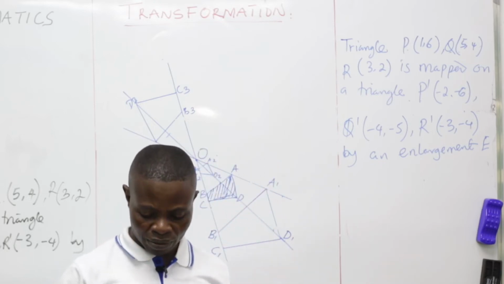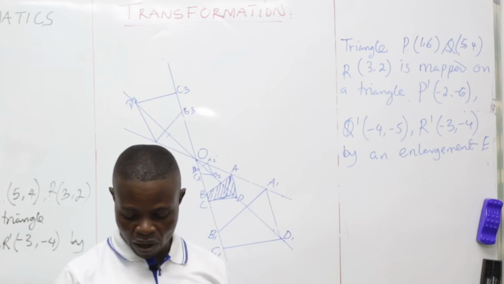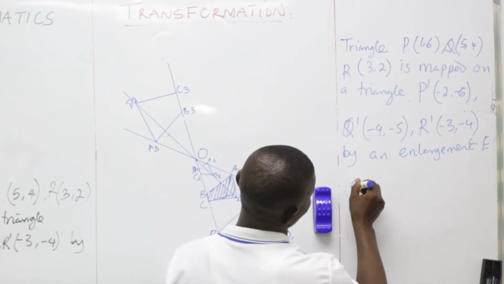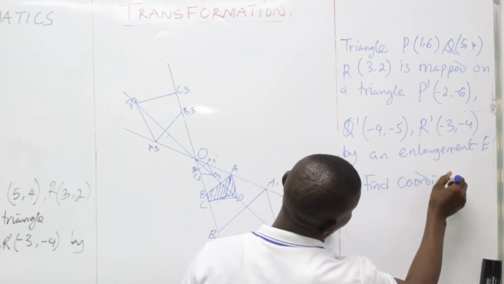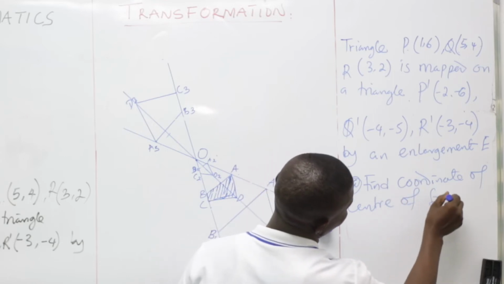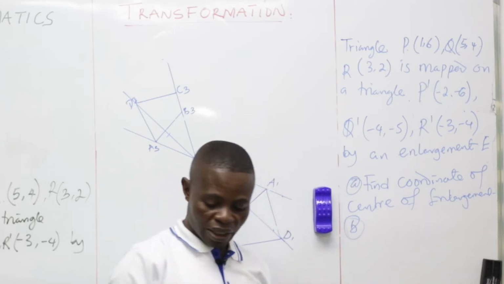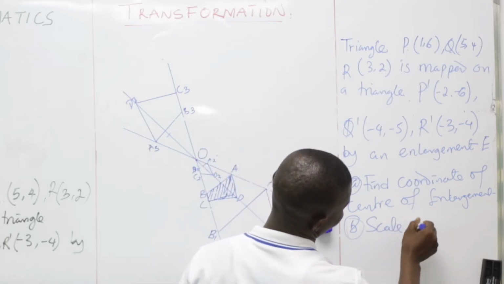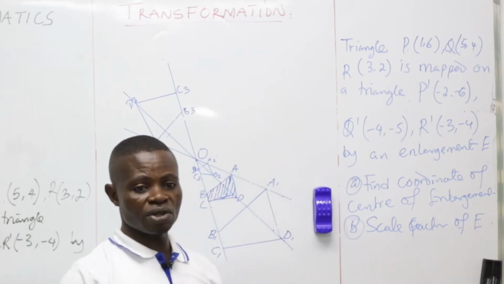By drawing the triangle on a graph paper, find the coordinate of the center of enlargement. The question is A, to find the coordinate of the center of enlargement. That's question 1B: the scale factor of E. Okay, that's the question given to us.